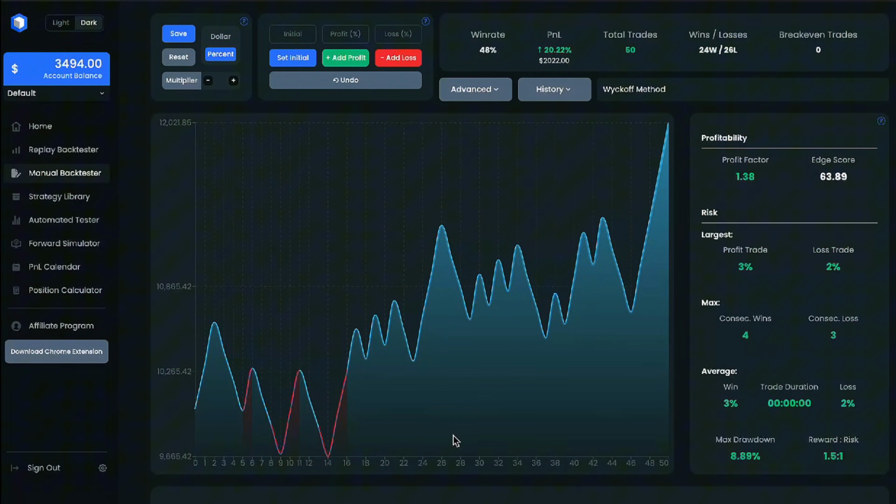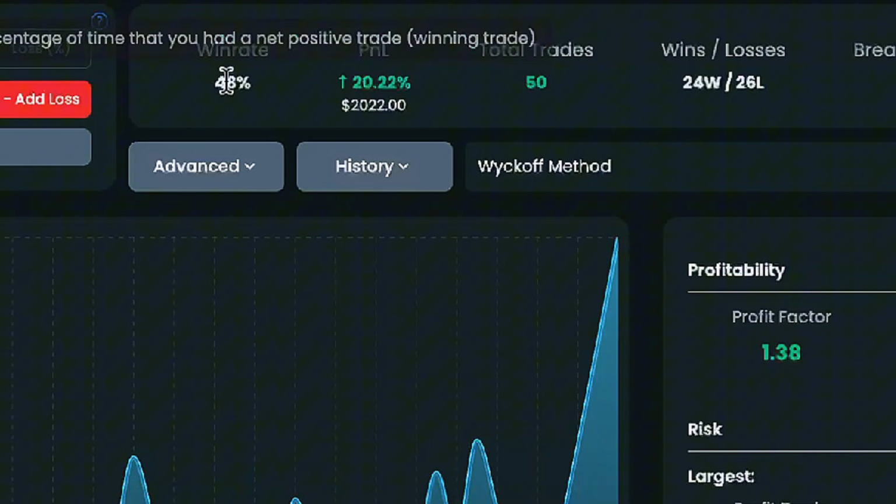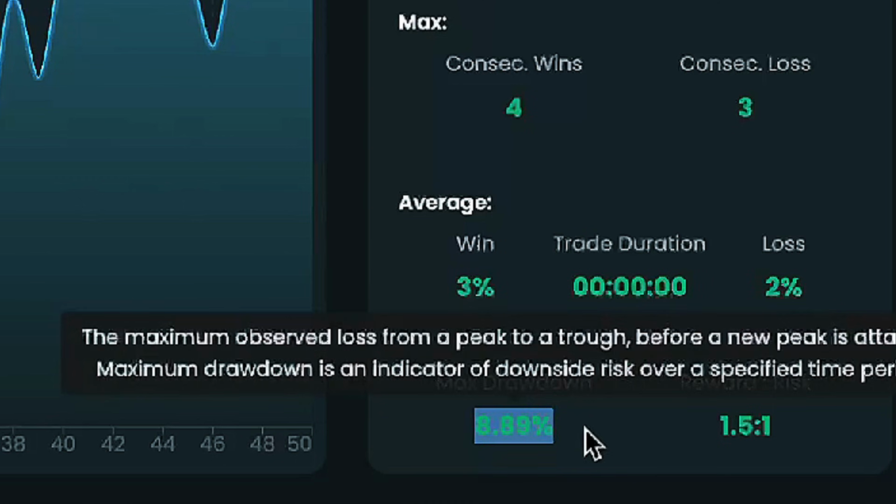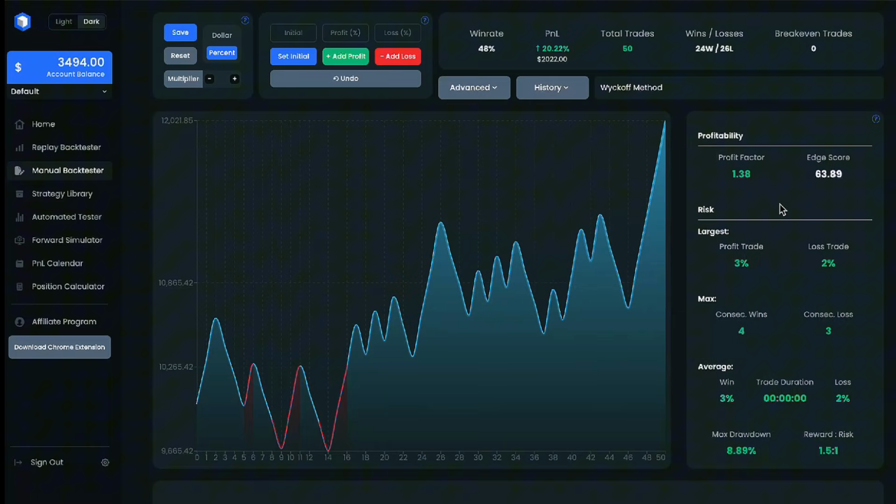Alright, now if we take a look at Trader Edge, as we can see, after 50 trades, we had a 20% profit, 48% win rate, and that was on a 1.5 to 1 reward to risk. As you guys can see, our drawdown was really low, and overall, all the metrics on Trader Edge are green. Even the edge score is pretty good.